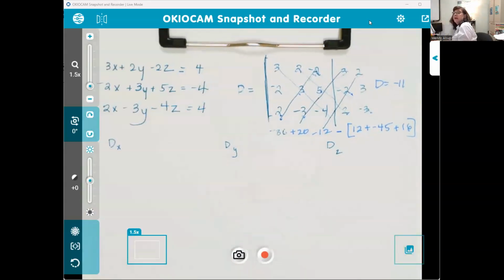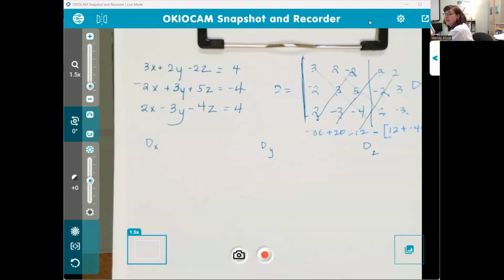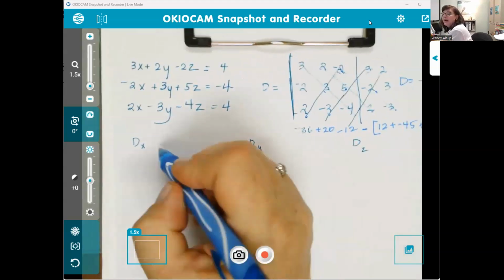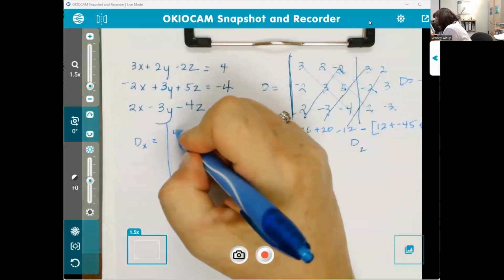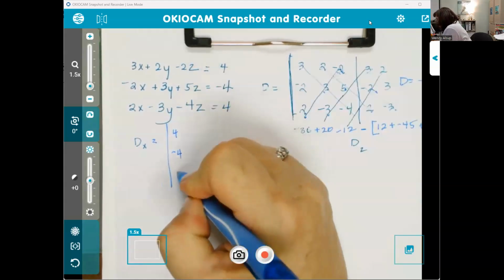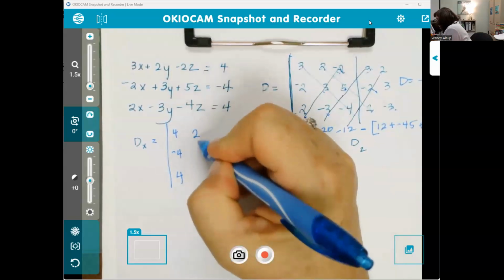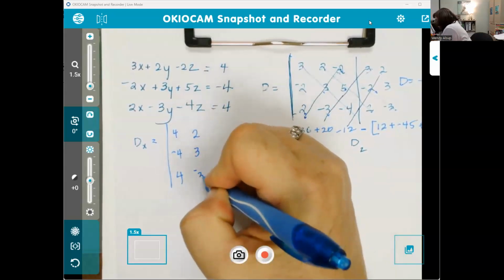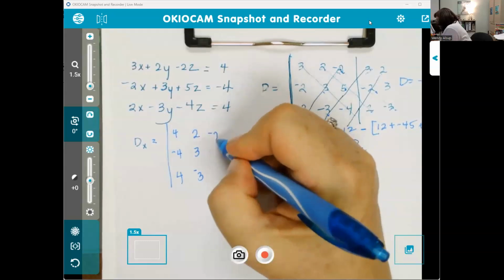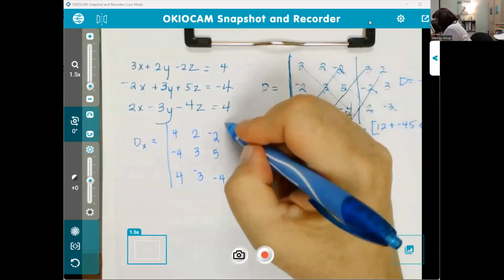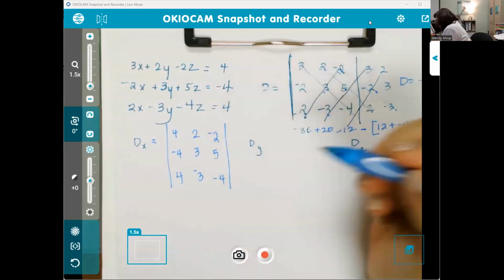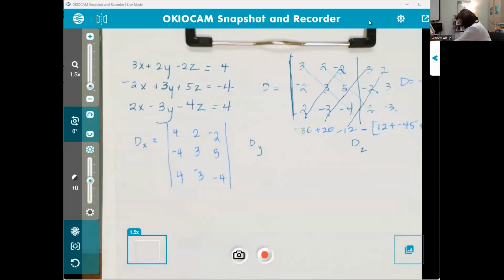All right, now I need to figure out D sub X. So I'm going to replace the X coefficients with the 4, -4, and 4. Keep the Y coefficients 2, 3, -3, -2, 5, -4, and I should allow myself a little more room. All right, I am going to allow myself a little more room.